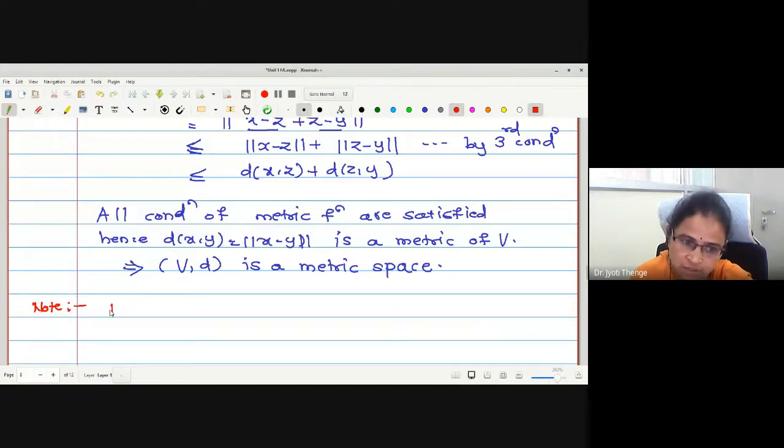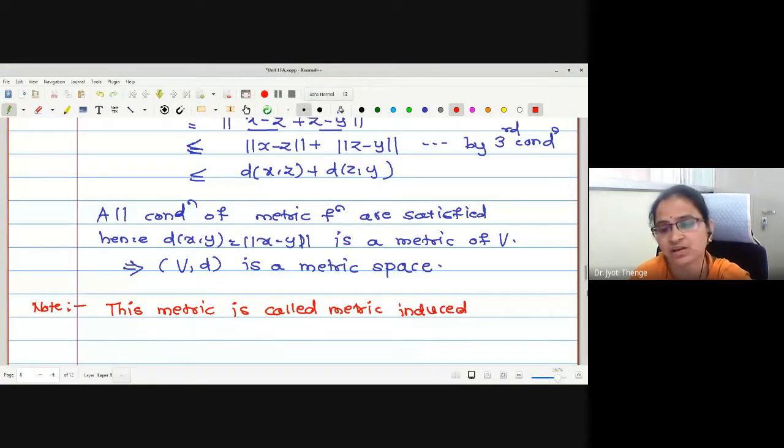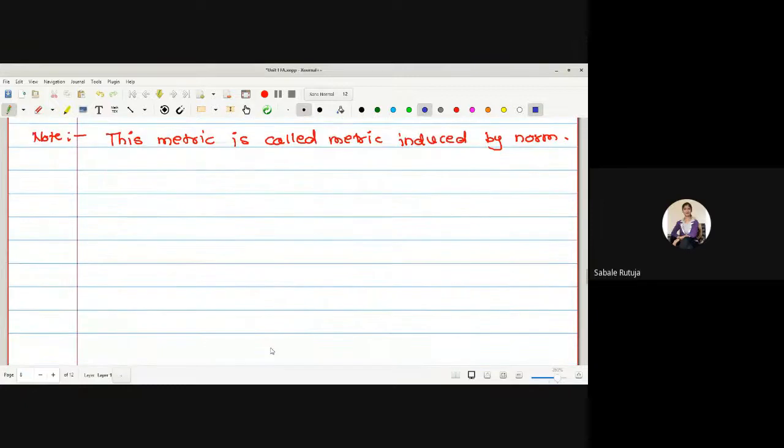Induced means it is just like constructed, right? This is a metric constructed with the help of a norm function. But as many norms as you define, that many metrics you can define on the corresponding space. Any difficulty? No, ma'am.